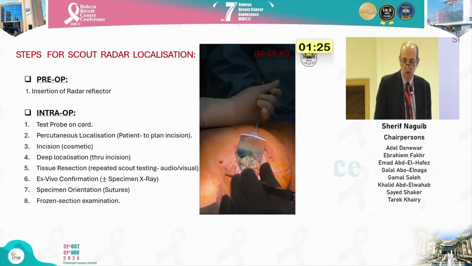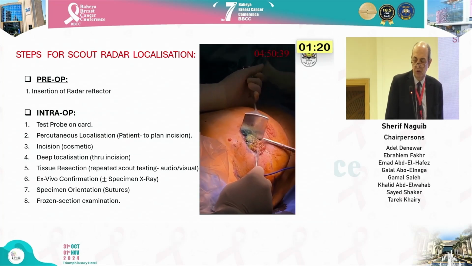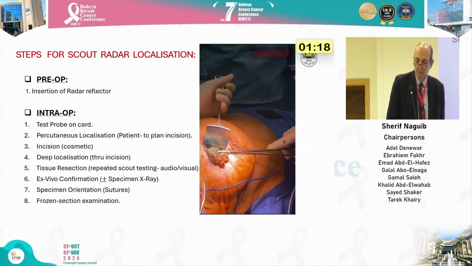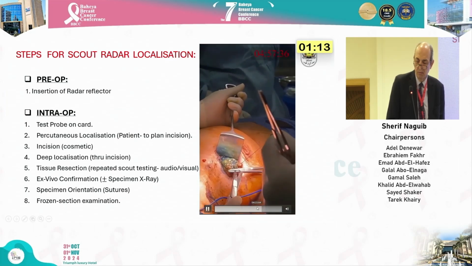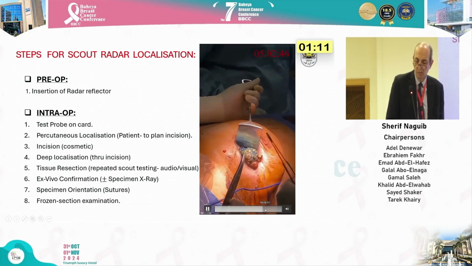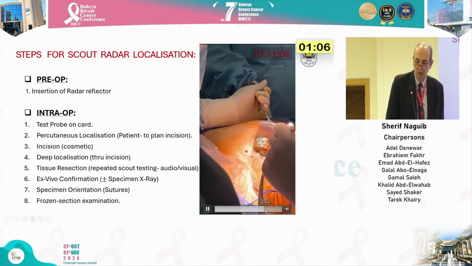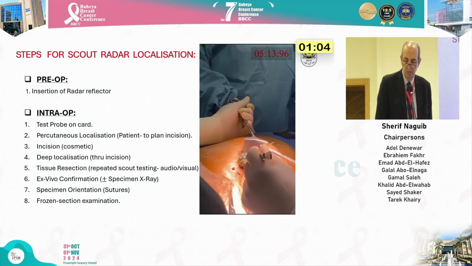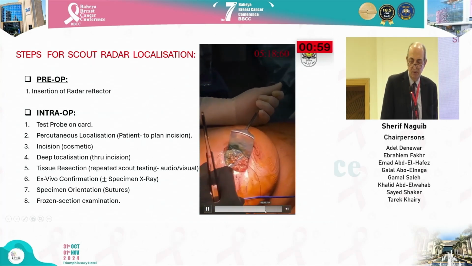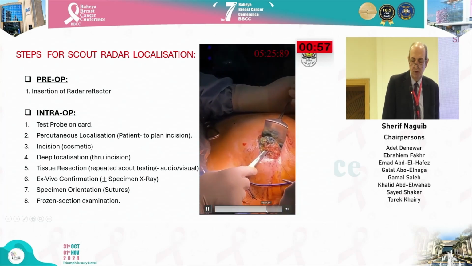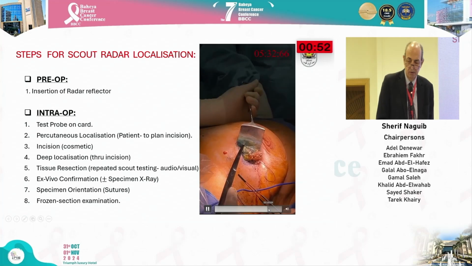Step 7, you take your sutures for specimen orientation, for frozen section examination. This is specimen orientation. And you will see that the volume of the specimen resected is probably much, much smaller than the one you will have to resect if you use wire.